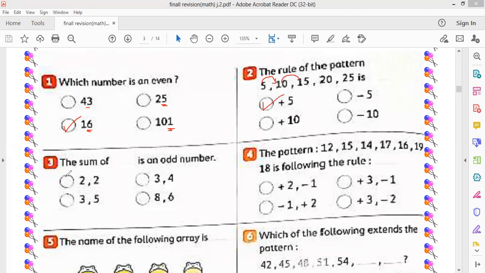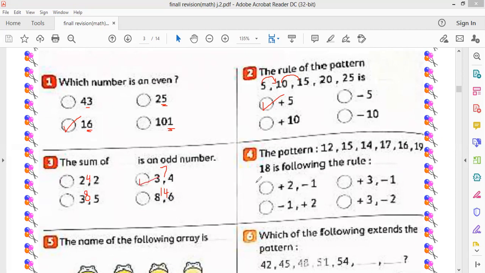Question number 3. The sum of what is an odd number? Here the sum is what? The sum means plus. 2 plus 2, 4. And 3 plus 5, 8. 3 plus 4, 7. And 8 plus 6, 14. So the sum of what is an odd? The sum of 3 and 4.